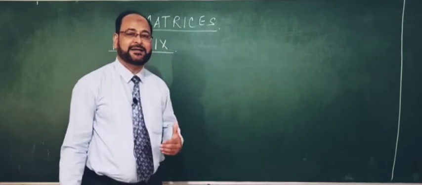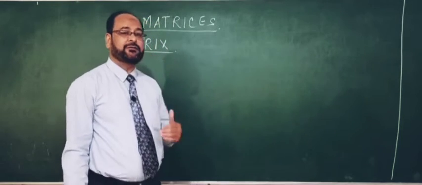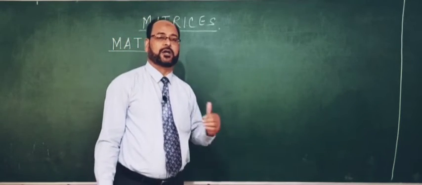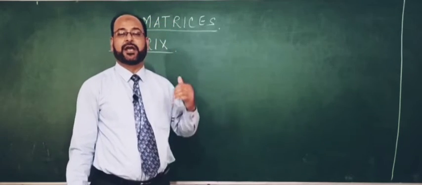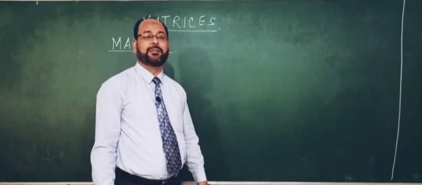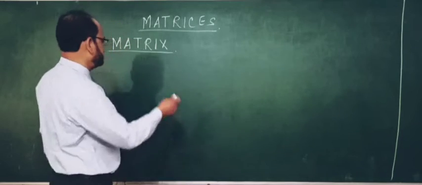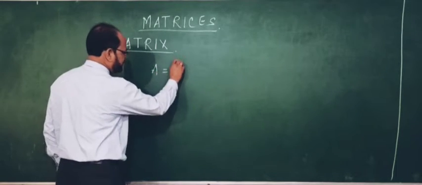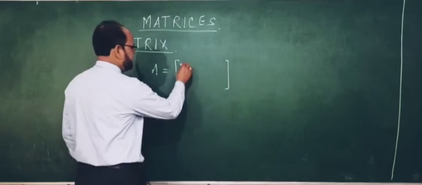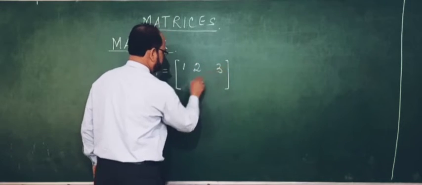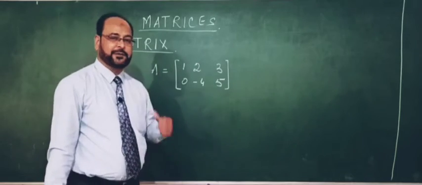The definition of matrix says that matrix is the arrangement of numbers in rows and columns, or you can say a rectangular arrangement of numbers in rows and columns is called matrix. Matrix is denoted with capital letters, like you can say A equals to. Matrix is written within the square brackets. If I take this example, this is an example of matrix.